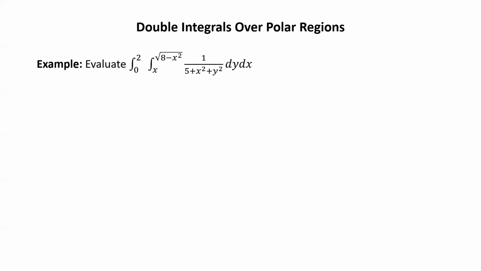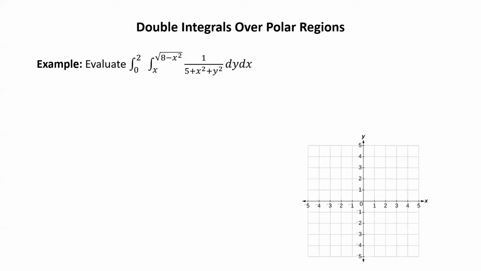Okay, so we want to evaluate the double integral from 0 to 2, x to root of (8 minus x squared), of 1 over (5 plus x squared plus y squared) dy dx. As always, we're going to draw a picture first. The lower limit of the integral is x, so we have y equals x.